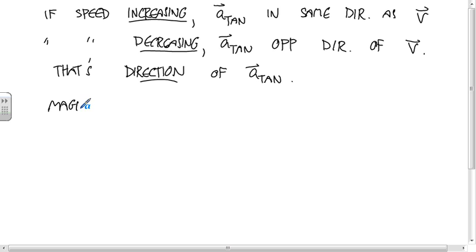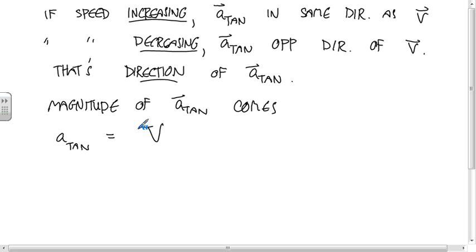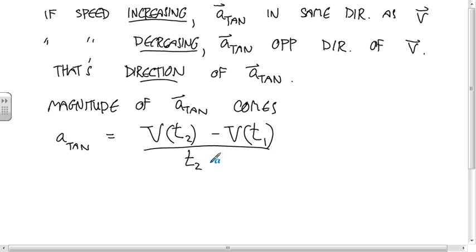The magnitude of the tangential acceleration comes from the definition of acceleration that we used in one-dimensional kinematics. So tangential acceleration magnitude is equal to the speed at the later instant minus the speed at the earlier instant, divided by the elapsed time.